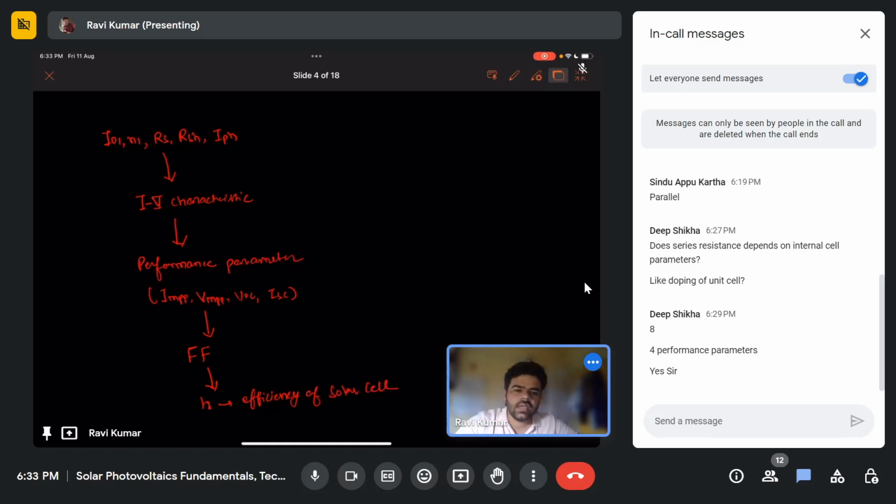So it's like different technologies will have different parameters, and based on the parameters we can find out the efficiency of the solar cell. We can get the IV characteristics, and IV characteristics can tell each and every detail about the solar cell. So that's why these are important.